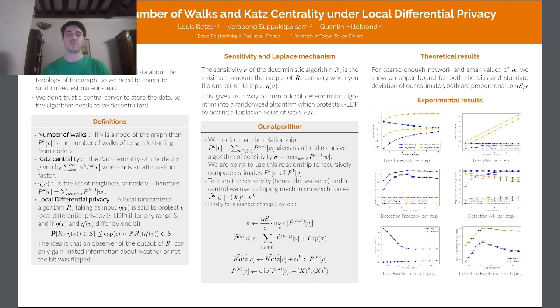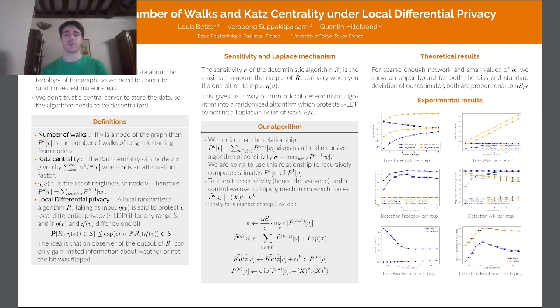And so given this deterministic algorithm of sensitivity sigma, you can build a local randomized algorithm which is going to protect epsilon local differential privacy by adding a Laplacian noise of scale sigma over epsilon.